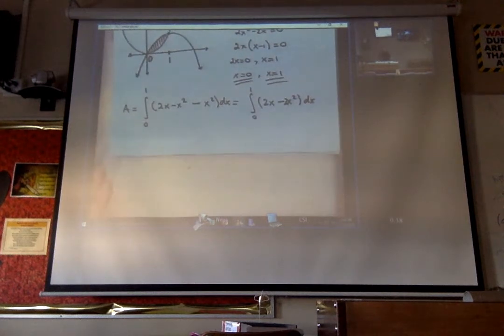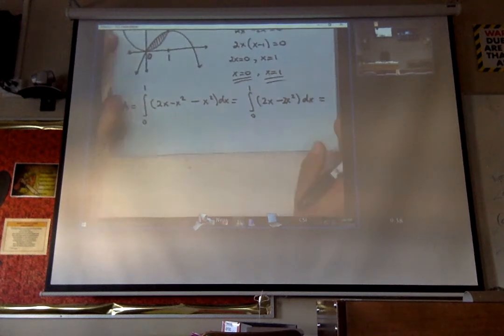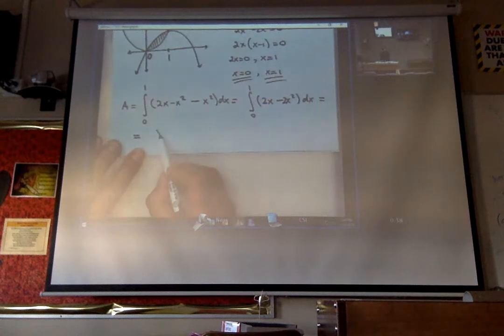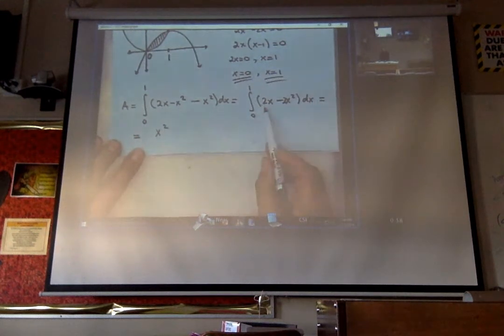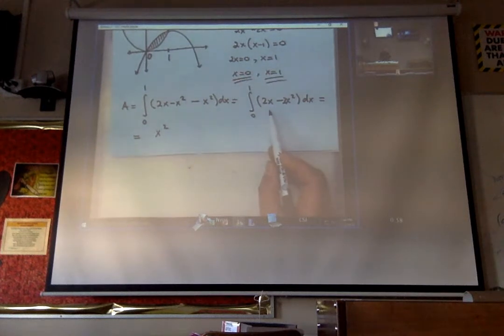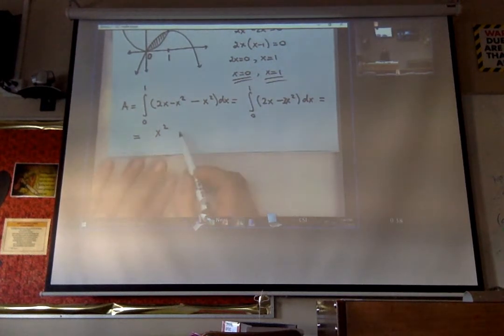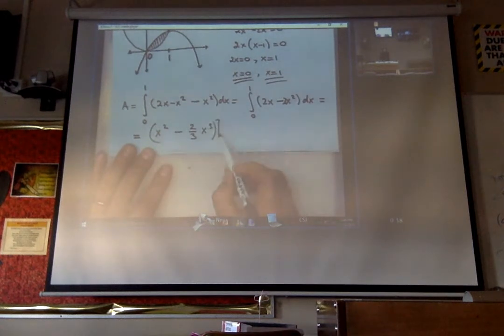Well, now it's a simple integral, and we'll just continue with integration. So, what do we get here? We have x squared, right? And the antiderivative of 2x is what? 2x squared over 2, right? So the 2 will be canceled. And here you'll have 2/3 x to the third. And we have this from 0 to 1.